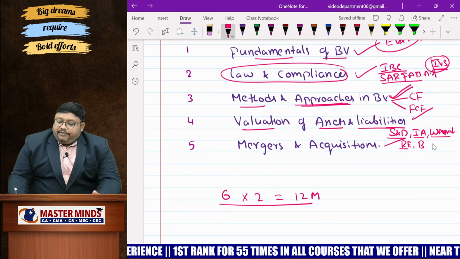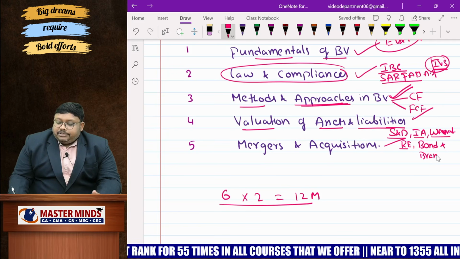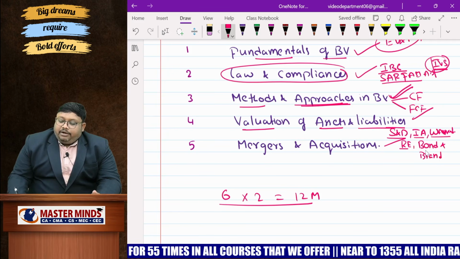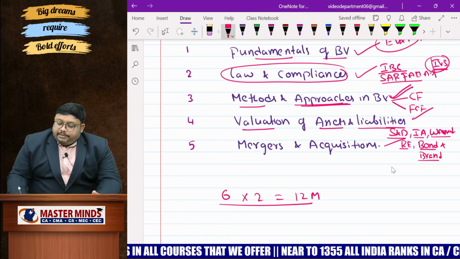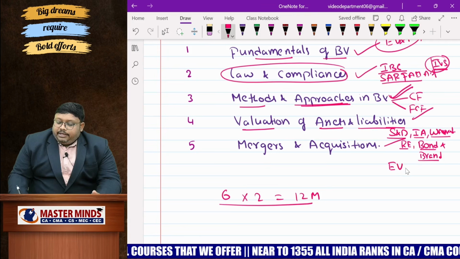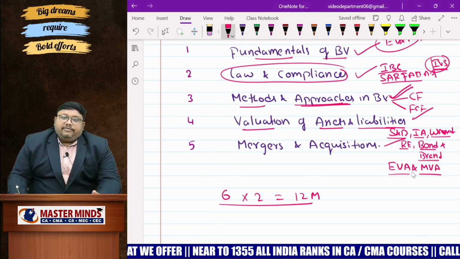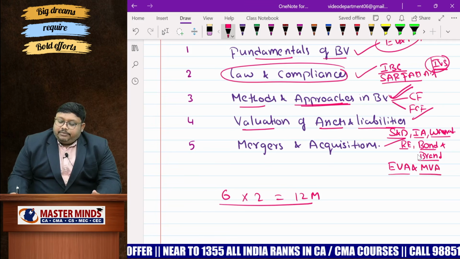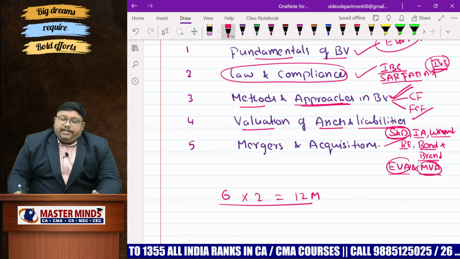And now that we have studied bond valuation as well as brand valuation, both are important for examination purposes. And finally, we have only EVA and MVA, which you have also covered in your previous topics. So here, most importantly: shares and debentures, EVA and MVA.